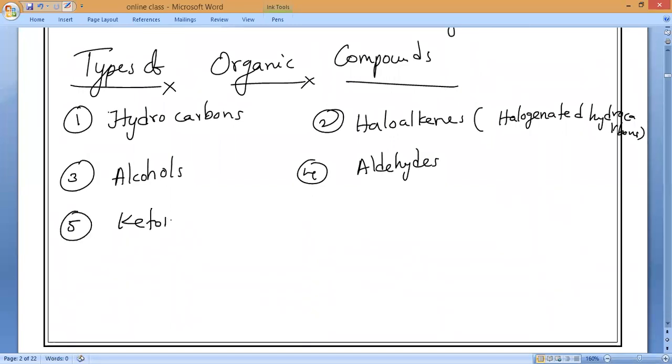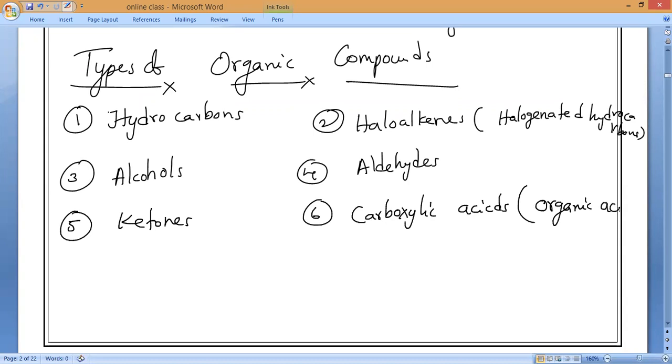The fifth one is called ketones, and the sixth one is called carboxylic acids. These acids are also called organic acids, please remember that. Carboxylic acids. Clear, all of you? So these are the 6 types of organic compounds.